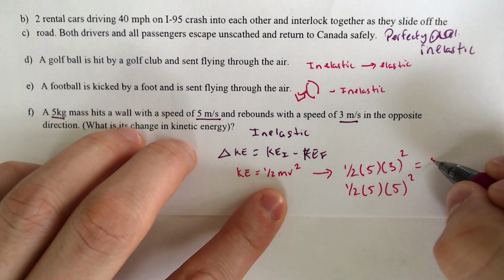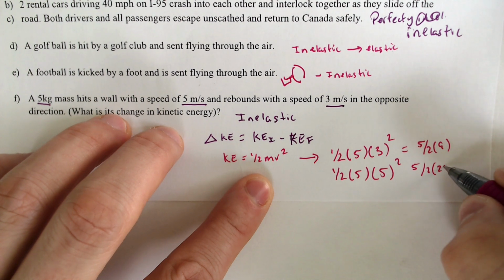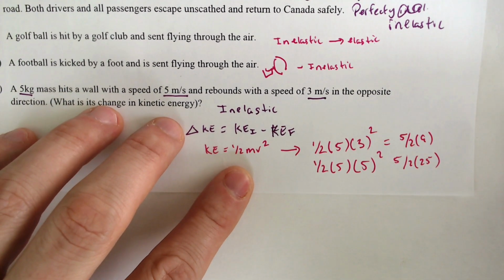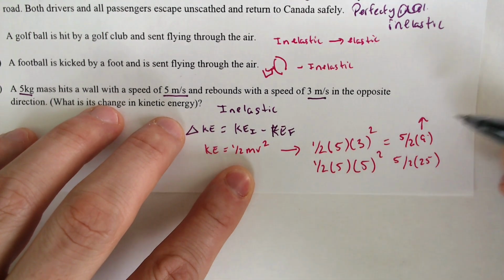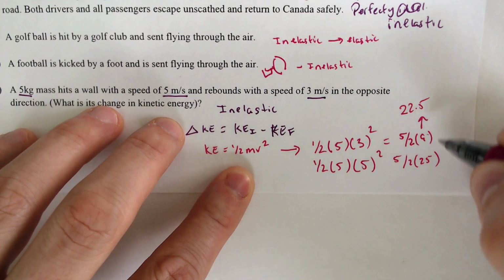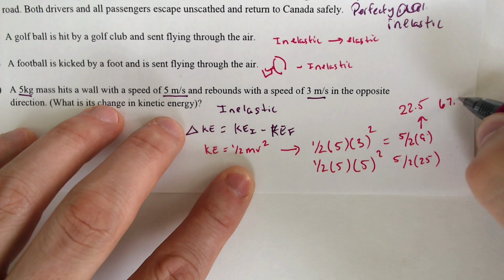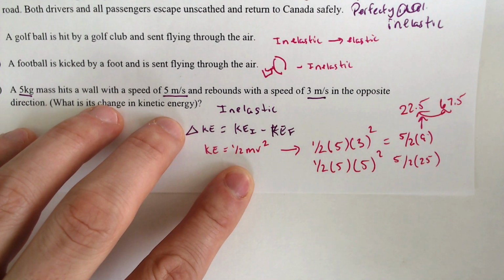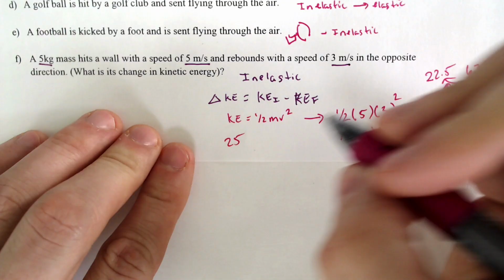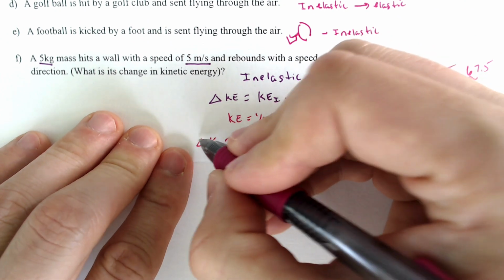We get 5 over 2 times 9 versus 5 over 2 times 25. And if we were to do that math, this is equal to 45 divided by 2, which is 22.5. This is equal to 125 divided by 2, which is 62.5, thus having a change in kinetic energy of 40. That would be the change in kinetic energy.